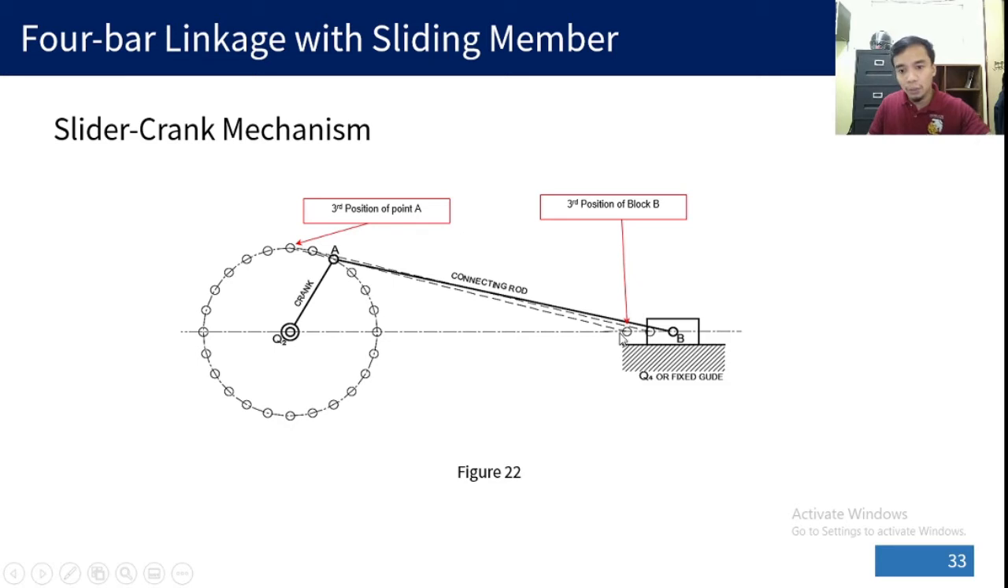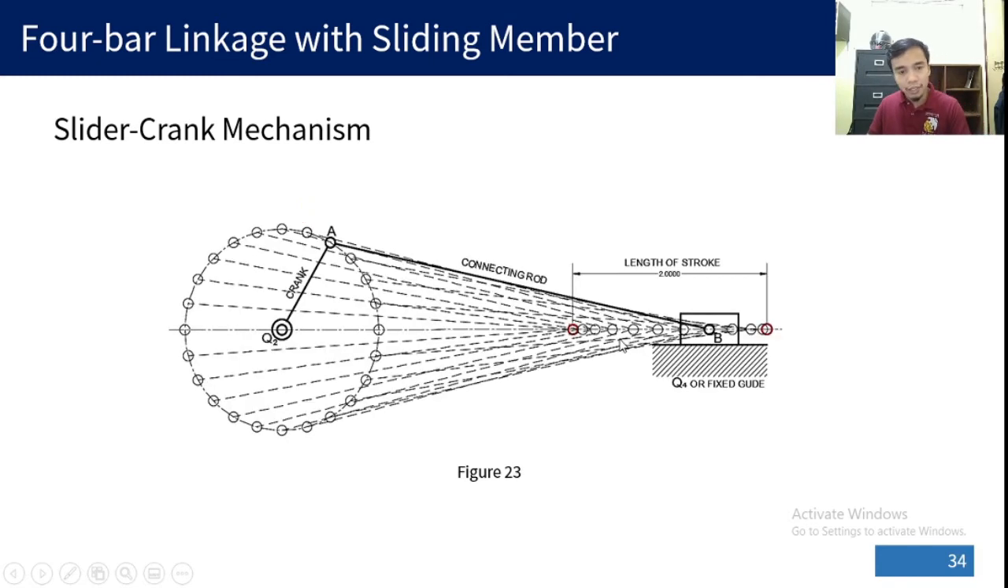For example, we use a compass to project the length of AB here. It will land here. We continue projecting, and there are two extreme points. After completing one single revolution of the crank, the slider reaches two extreme points. The distance between the two extreme points is the length of stroke.